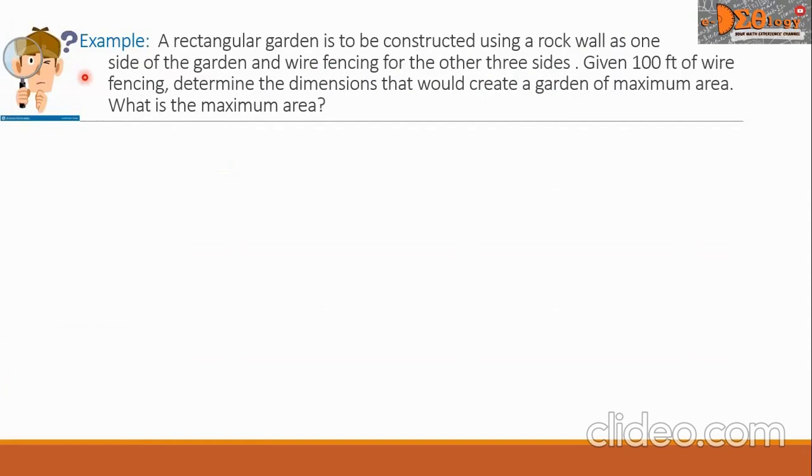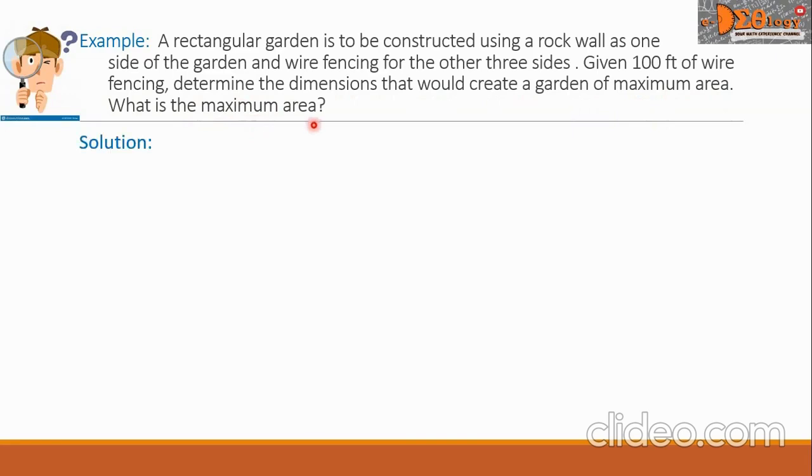This is now our sample problem. A rectangular garden is to be constructed using a rock wall as one side of the garden and wire fencing for the other 3 sides. Given 100 feet of wire fencing, determine the dimensions that would create a garden of maximum area. What is the maximum area?